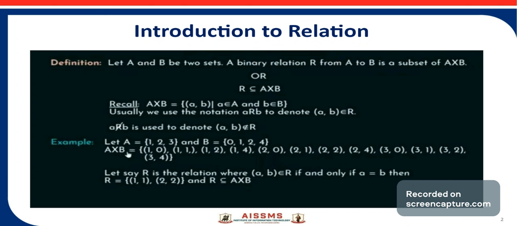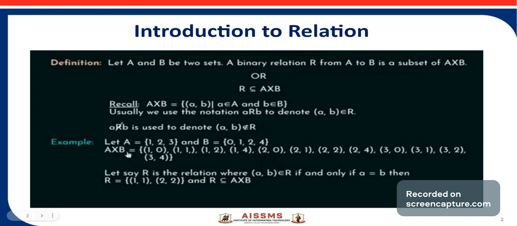a is not related to b is used to denote (a, b) does not belong to R. That means a and b are not the members or elements of the relation set R.